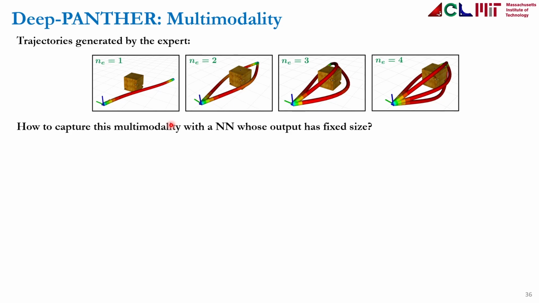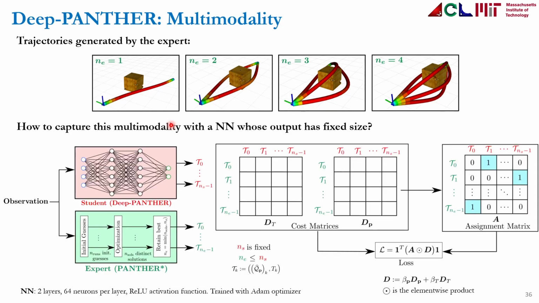So then the question is how we can capture this multimodality with a neural network whose output has fixed size. So the way we propose to do this is as follows. We take the observation and then we pass it through the student to obtain these red trajectories, and then through the expert, which is the optimization-based framework, to obtain these green trajectories over here. Once we have the red and the green trajectories, we compute the cost matrices, both in time space and in position space, and then we obtain from them this assignment matrix that will be the one in charge of penalizing only the pairs that have been assigned to each other. For example, in this case, we are penalizing the first trajectory of the expert with the second trajectory of the student, with this one over here.